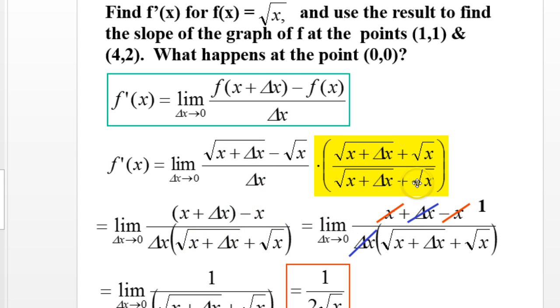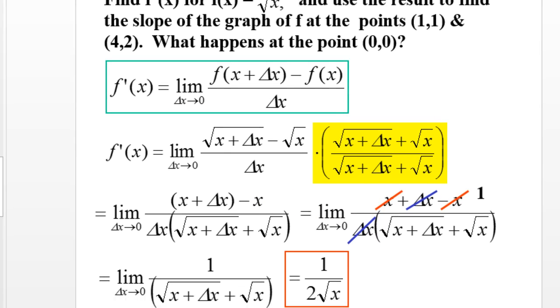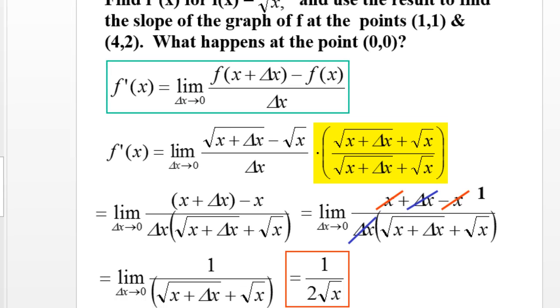Now on the bottom, I have a delta x in front, so I'm not going to distribute it. I'm going to leave it right there. And that delta x and that delta x are going to cancel out to 1. Okay? And if I scroll down a little bit and look at it, I'm going to look at the limit as delta x approaches 0. So this becomes 0. Okay? These just stay as square root of x, so I get 1 over 2 times the square root of x. Okay? So that's kind of cool.